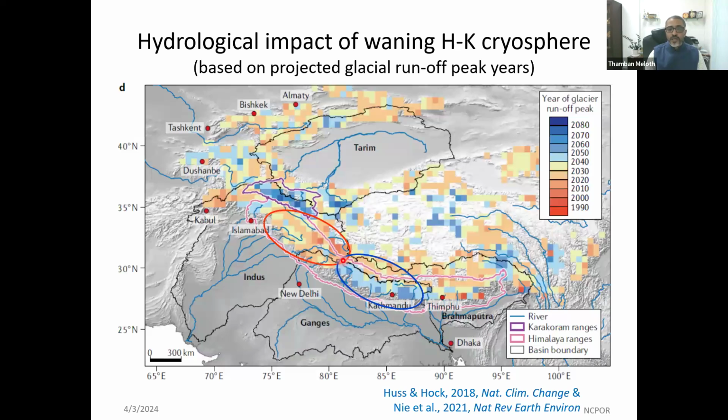You have a significant peak water reaching as early as in another decade or so in the Western Himalaya, whereas it could be much further delayed along the Central as well as the Eastern Himalaya, and also in the Karakoram regions. So this is something we find: there is a regional heterogeneity across the region.